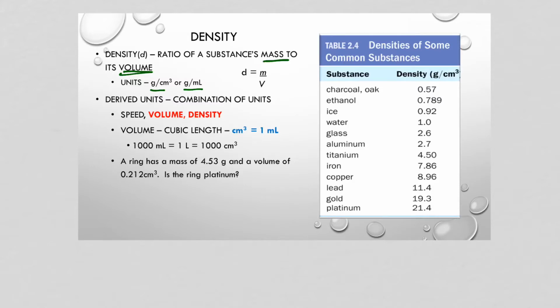In equation form, density equals mass, or M, divided by volume, V. This is going to be the key equation that we work with when we work with density.